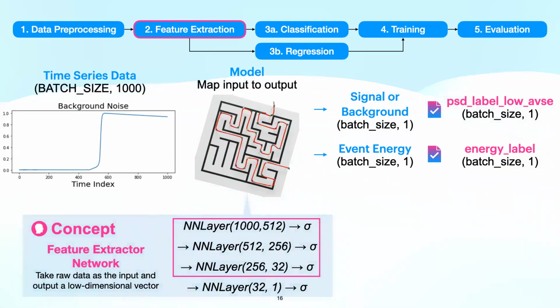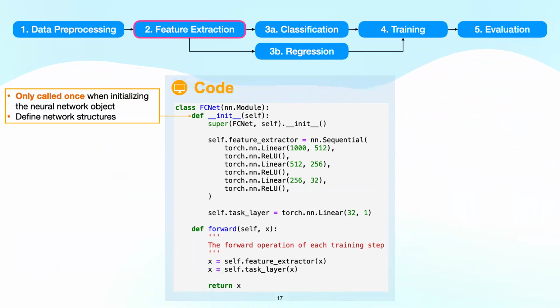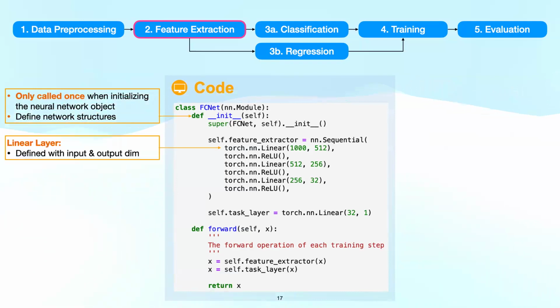Now let's talk about how we can build our feature extraction network using some actual PyTorch code. PyTorch has a module class, as you can see here, which you can use to build a neural network. It's actually very simple. First we initialize the neural network in the init function, which is very similar to the dataset function. It is only called once, when you initialize your neural network object, and you should define your network structure here.